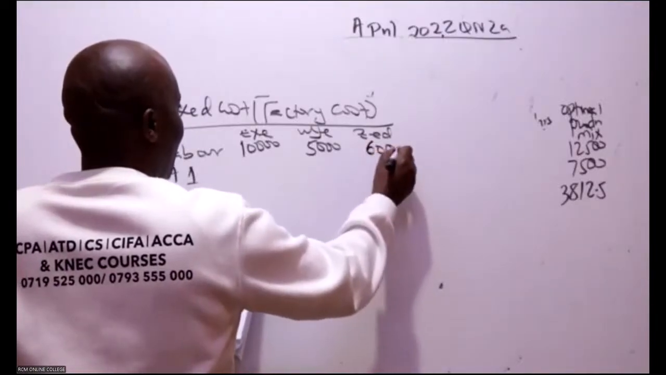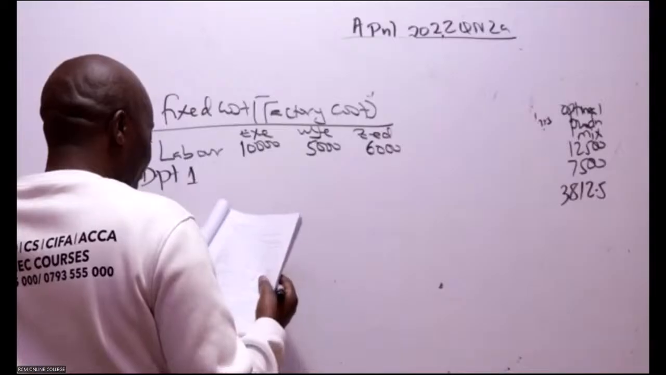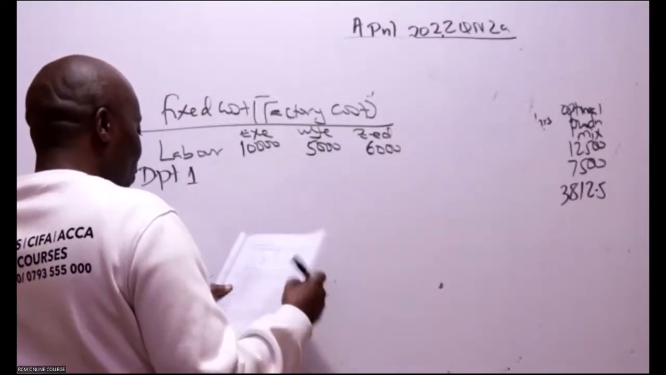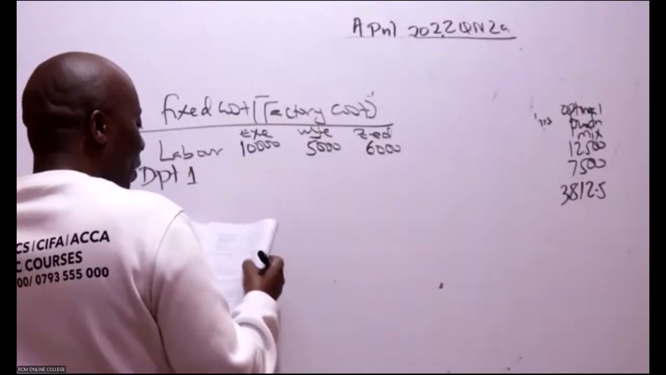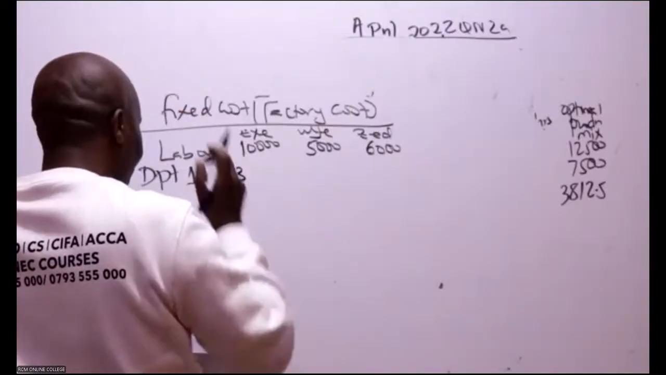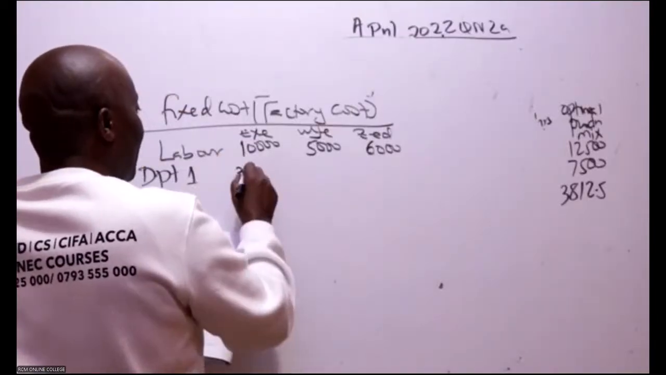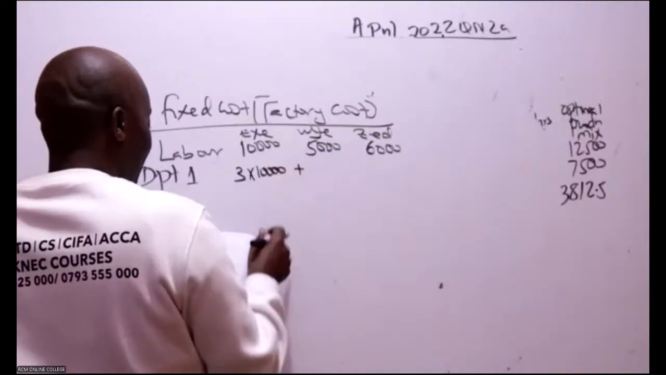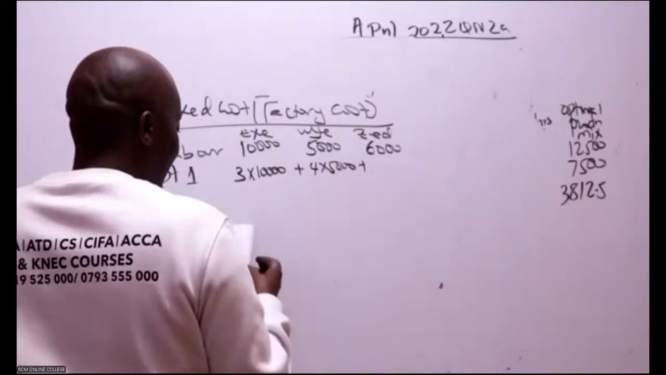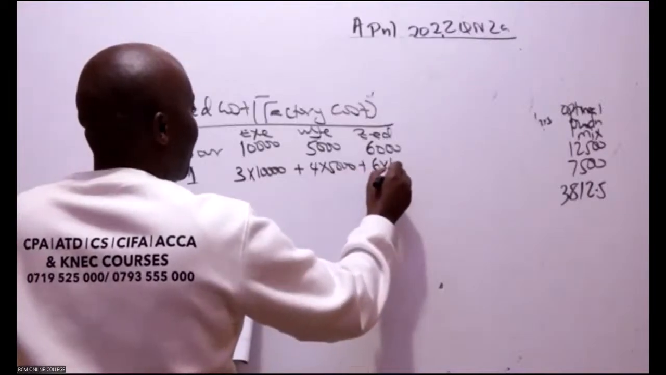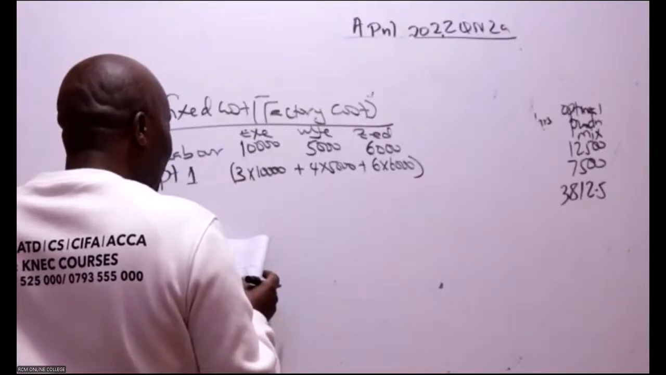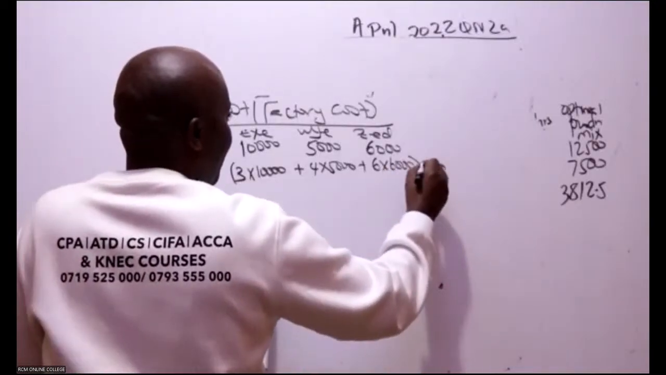6,000. So when we come to department 1, ladies and gentlemen, in terms of labor, I can see the labor hours. We have 3, 4 and 6 per unit: 3 times 10,000, plus 4 times 5,000, plus 6 times 6,000. Whatever we get, these are hours, and we know the rate per hour. For department 1, it's 20.